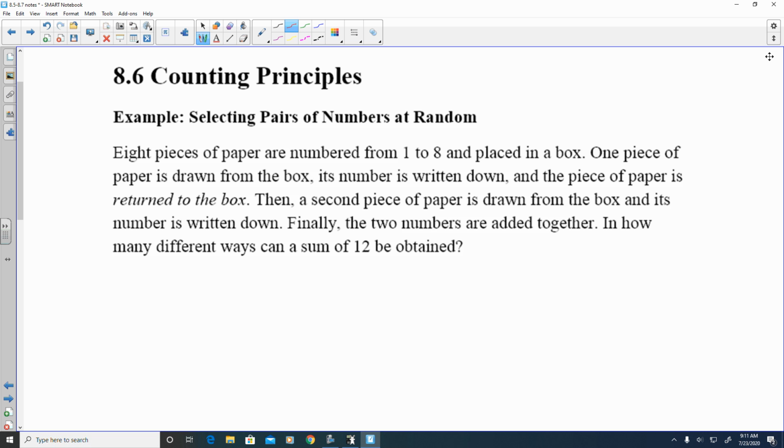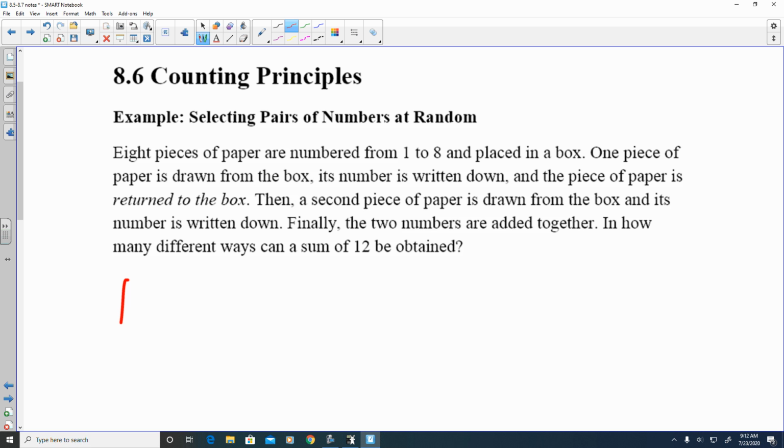If we have 8 pieces of paper numbered 1 through 8 in a box, one piece of paper is drawn from the box, its number is written down, and then you return the piece of paper to the box. Then you pick a second piece of paper. Then you add the numbers together. In how many different ways can you get a sum of 12? So we have to keep in mind here that we're returning that first piece of paper to the box so we can get number repeats.